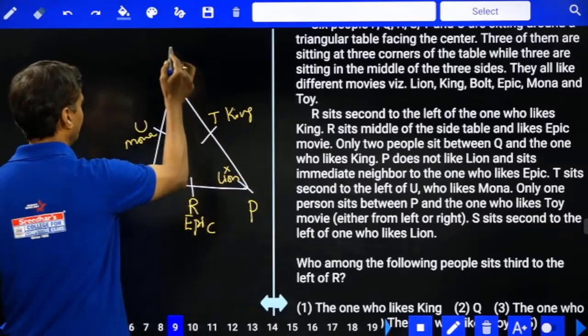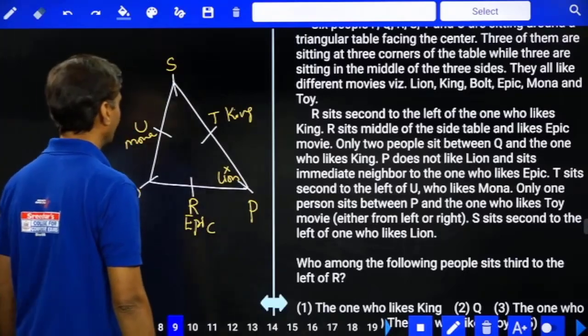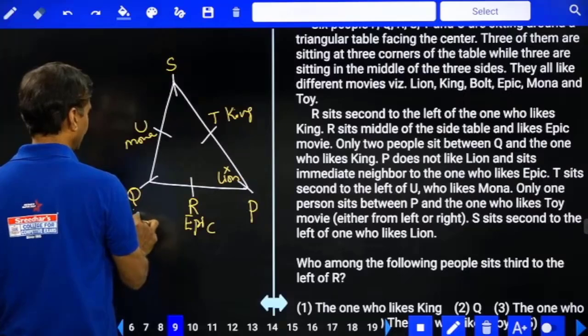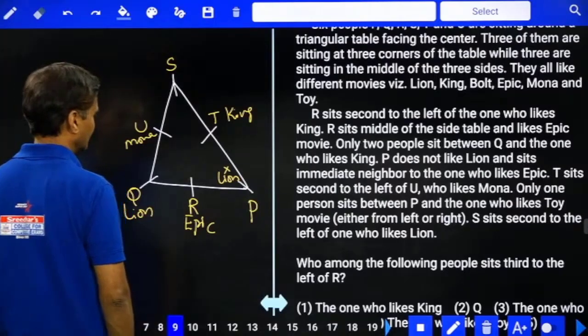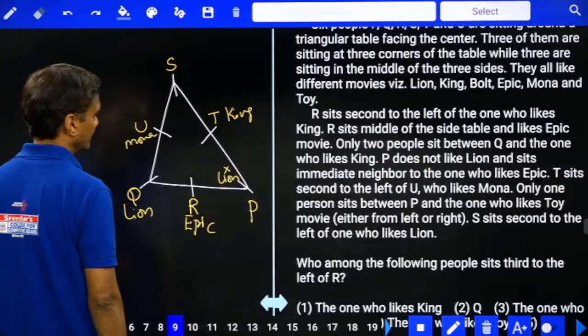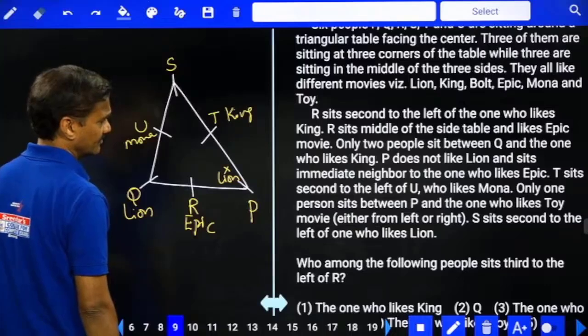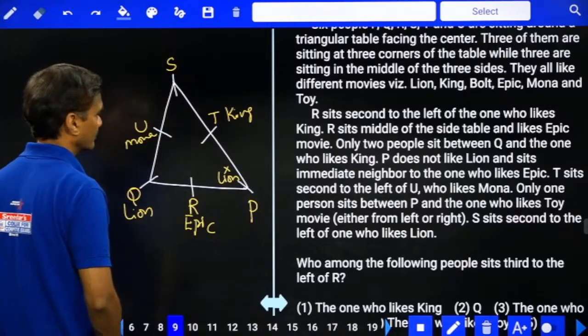Now Lion cannot be here. Lion can be at any one of these two. S is seated second to the left of Lion, and so Lion is here, S is here. Then S is seated second to the left of Lion. Then what is the only thing left over here? Now between P and S we are left with two more.